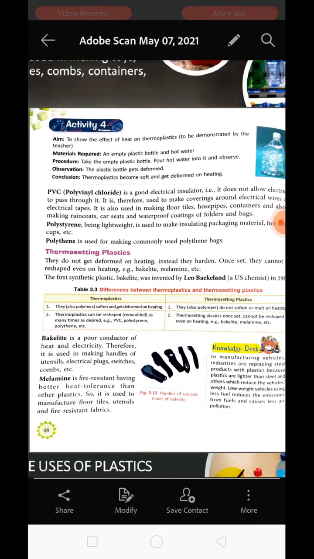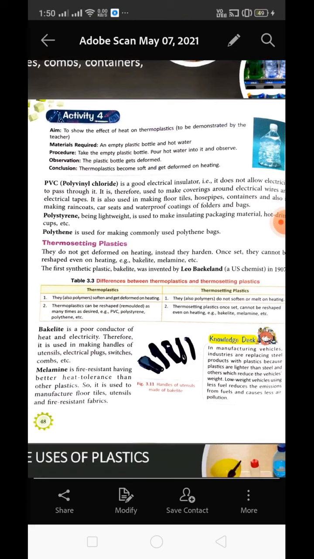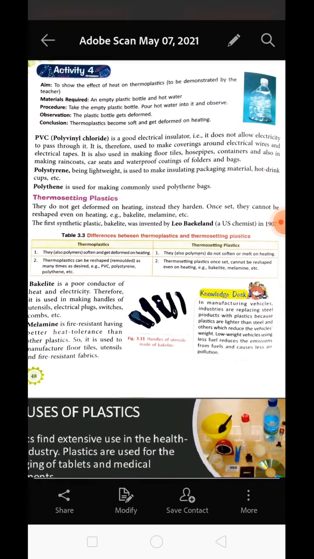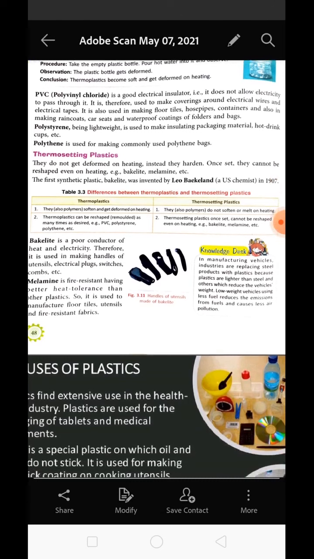Okay, now next is polystyrene. Polystyrene is lightweight, and that is why it is used in making insulating packaging material, hot drink cups, etc. And polythene is the very common polythene bag that we use in marketplaces. It is a polymer of ethene, and it is plastic which can be easily remolded into any shape. It can easily melt down with a very small amount of heat.